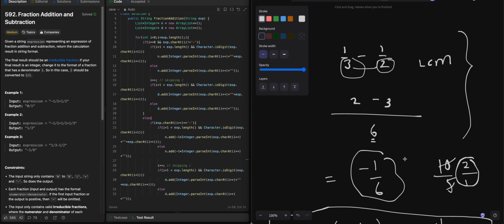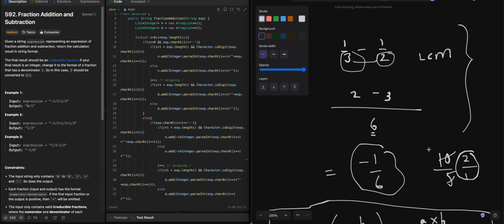So this 2 by 1 should be our answer. At the end of the problem, we also have to keep this in mind: once we solve it mathematically, the fraction that we get may not be in its irreducible form. So we have to convert it to the irreducible form, and then return the answer. So how will we do that?